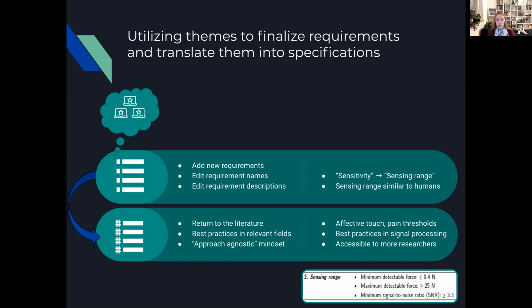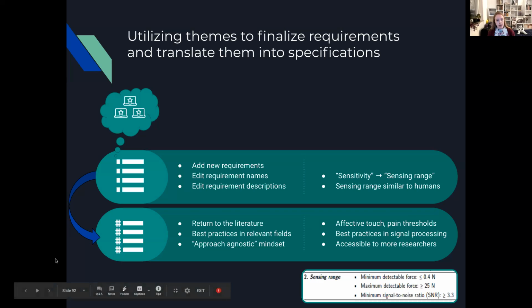Additionally, we edited the requirement names and descriptions to make them more in alignment with what the therapist recommended. So you'll see an example on the right. The sensitivity requirement became the sensing range. And the description shifted to point out and highlight that the sensing range should be similar to that of humans to give the child a more educational experience.